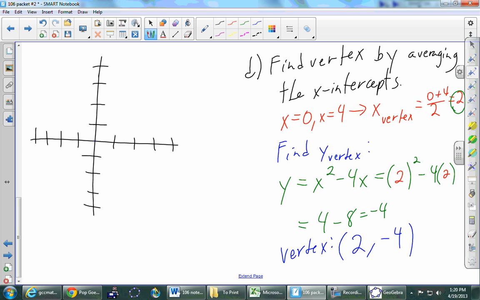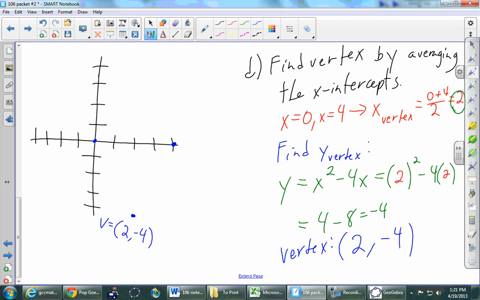So 0, 0, that was the Y-intercept. It's right there. Also happens to be one of the X-intercepts. What were the 2 X-intercepts? 0, 0, and 4, 0. So I'm plotting that point over there. That's the vertex. 2, negative 4. So we go 2, negative 4 is down here. Super. Call that V for vertex.